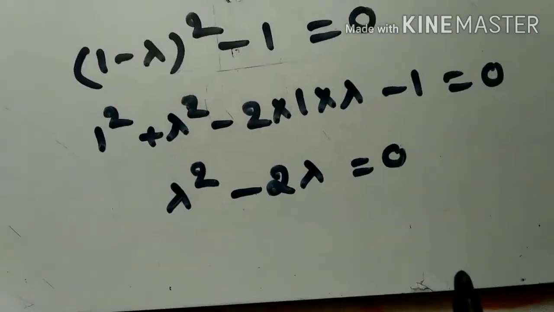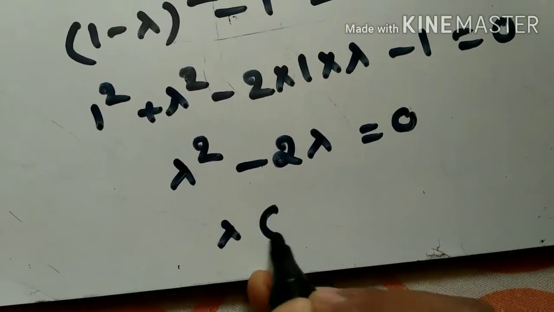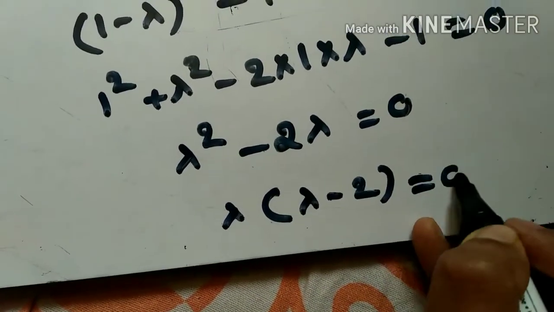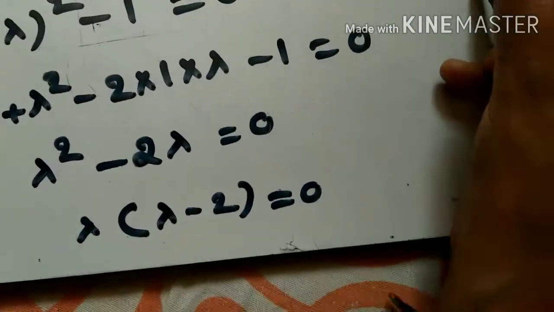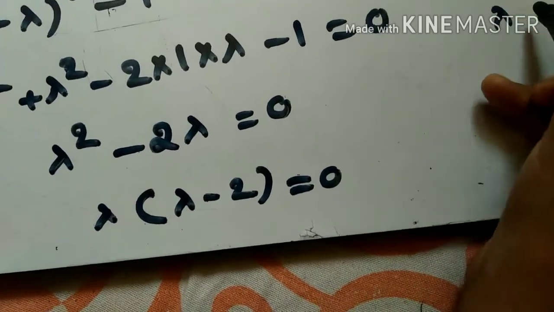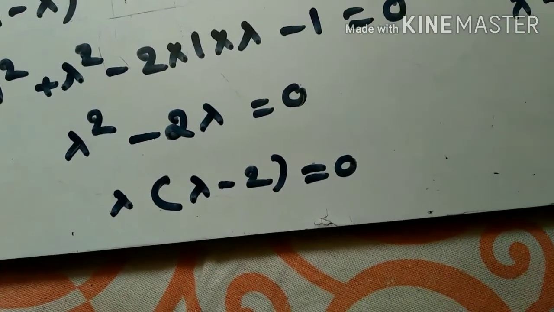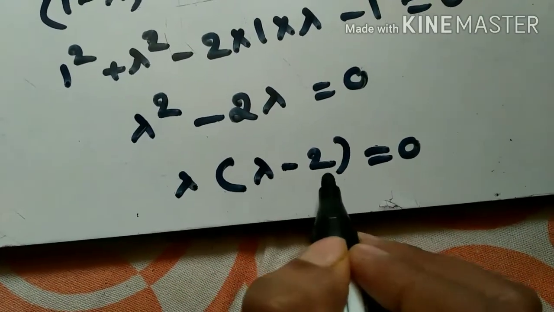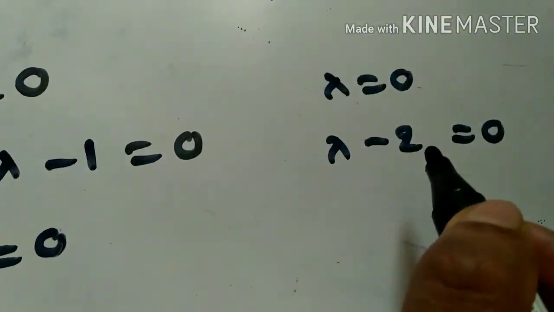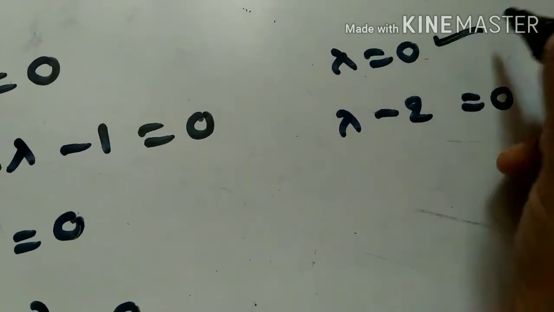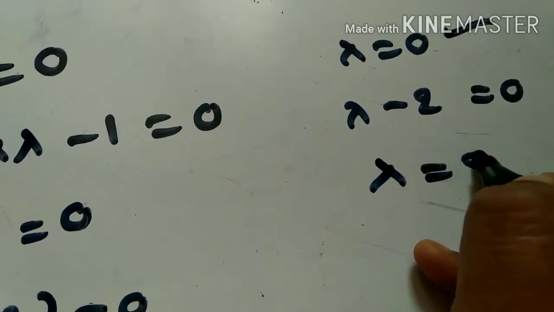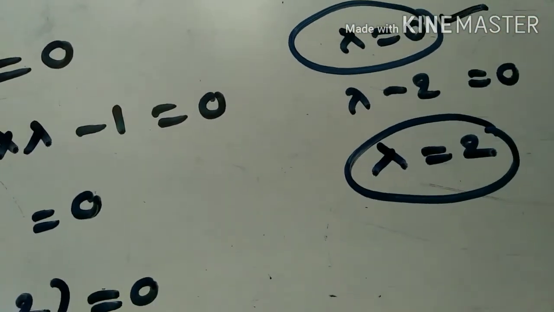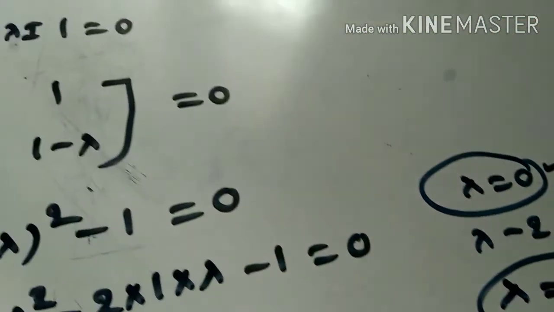gives you 0. Take lambda common: lambda into (lambda minus 2) gives you 0. It means lambda is 0 or lambda minus 2 is 0, which I have written here. So this is one eigenvalue, and another eigenvalue is lambda equal to 2. This is the first eigenvalue, this is your second eigenvalue. You can observe this here.